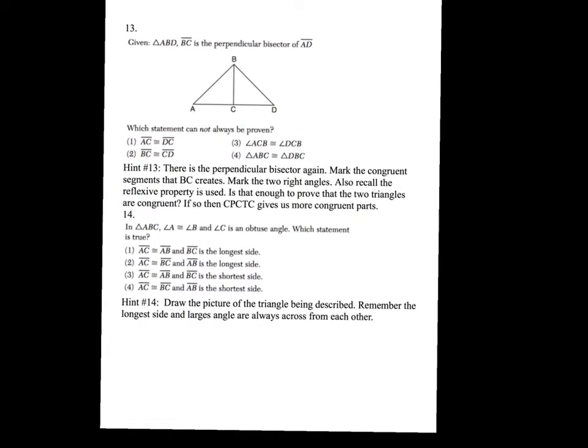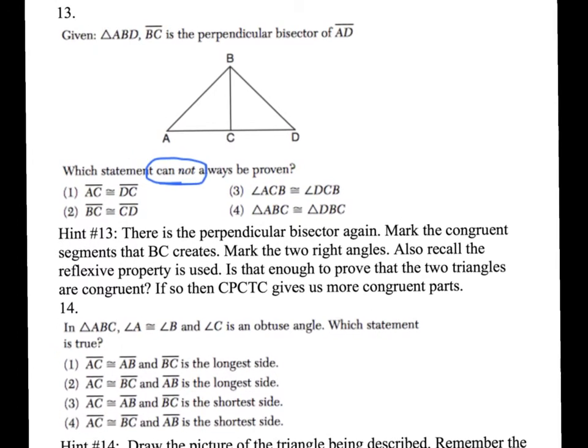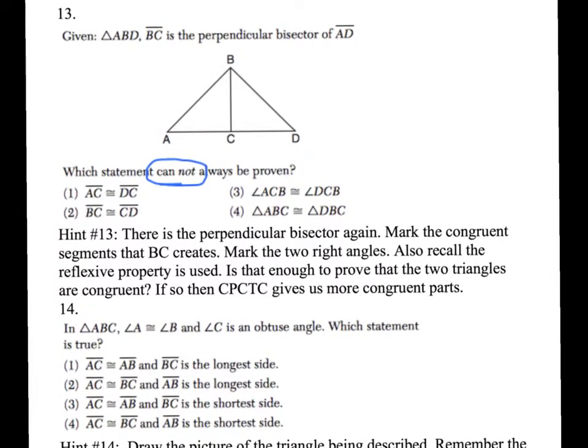Okay, in question 13, they're telling you that there's a perpendicular bisector of AD, which cannot always be proven. Because it's a perpendicular bisector, we know that C is the midpoint of AD, so those 2 sides have to be the same. So it's not the first choice. We're looking for the one that's not necessarily true. We also know that this is a right angle and this is a right angle. And if they're right angles, they have to be congruent to each other. So this would be correct, but we're looking for the one that's not correct.